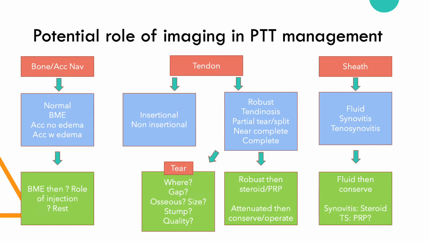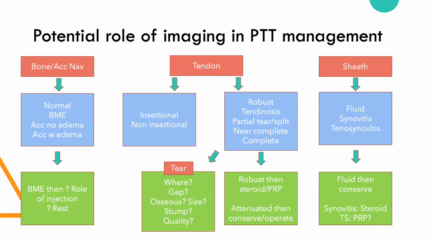And if it's more robust appearing tendon, then one can explore the options of PRP or steroid when that is there. If it is a very attenuated or not very healthy looking tendon, then obviously we may not want to intervene with a steroid or PRP, as we may just cause rupture.